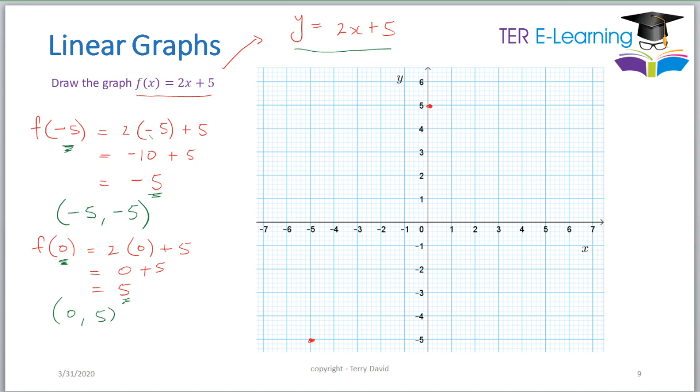Now, I want you all to work out something for me. I want you all to find f of, let's say, minus 2. I want you to work out f of minus 2 for me, right? Let me see what you all get for that. F of minus 2.